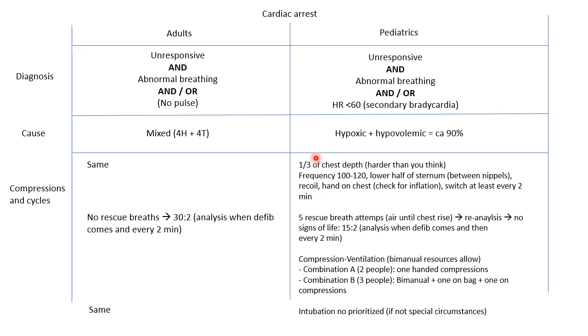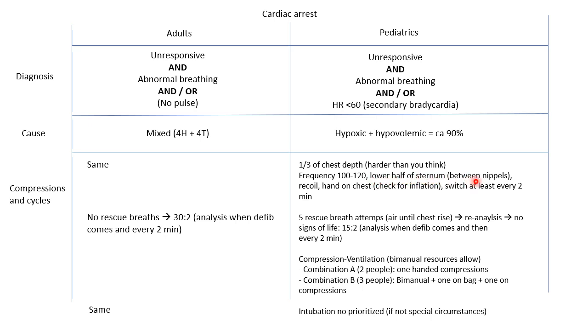Then for the compressions, what do we do there? Well, we do the same in adults and children, same recommendation, one third of the chest depth. In children, you should push harder than you think. You don't want to push hard on children, of course, but the Canadians on the EM Cases podcast say that one of the best things the pediatric teams taught the emergency care providers was that they need to press harder than you think, even though it's uncomfortable. Frequency is the same as adults, 100 to 120, staying alive again.